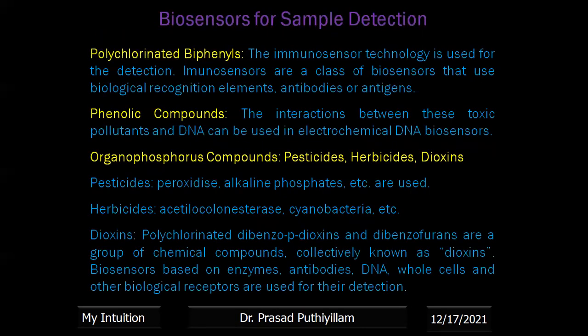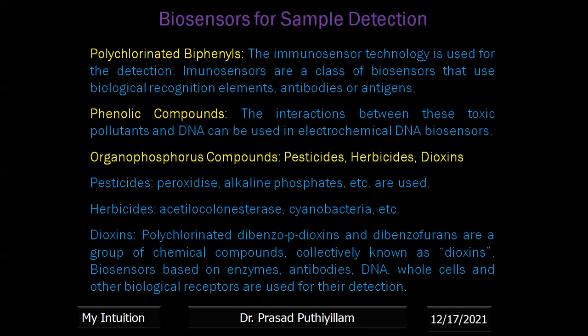Next to that is phenolic compounds. Phenol and its derivatives possess high toxicity. They are polluting through industrial effluents, or due to industries like plastic, polymer, drug, dye, pesticide, detergent, oil refinery, or pulp and paper industries, which cause phenolic compound pollution.